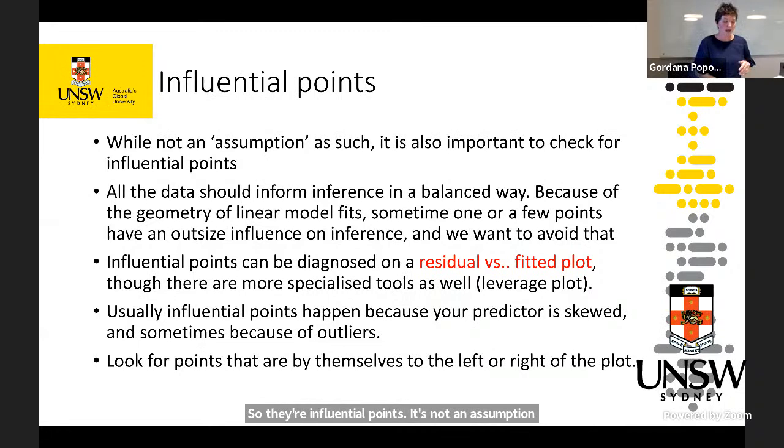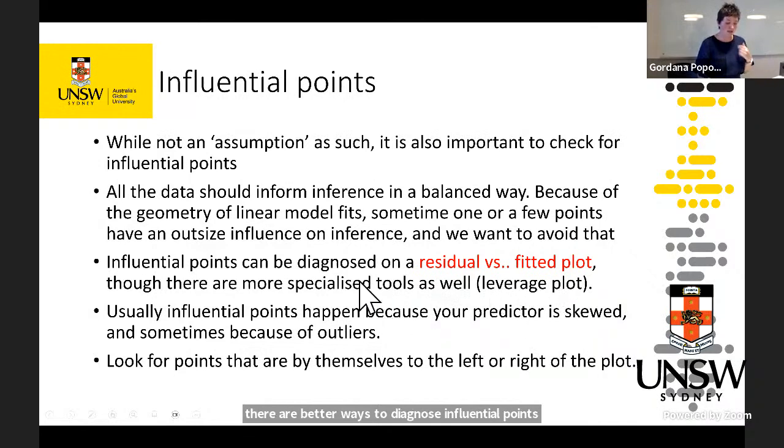But what happens is sometimes when a point in your data, or one or two or three points, are in a particular space geometrically, they end up having much more influence on your inference than all the other points. So maybe where the line goes depends only on one point, and we don't want that. We want all the points to inform the relationship pretty evenly. And so we want to look out for influential points. And there are better ways to diagnose influential points.